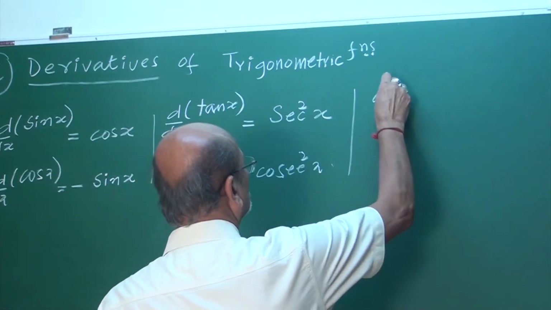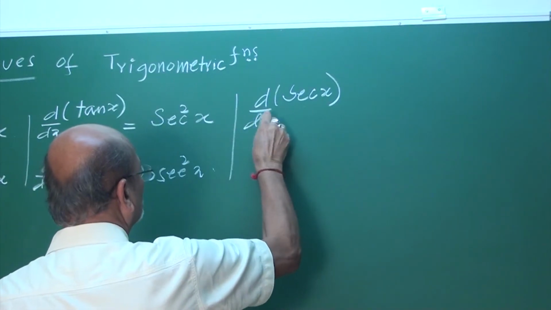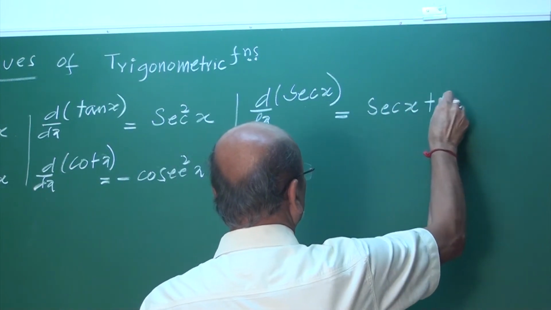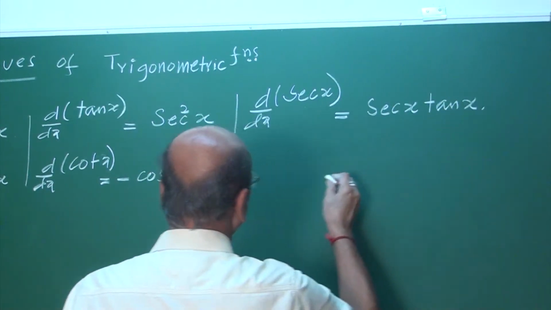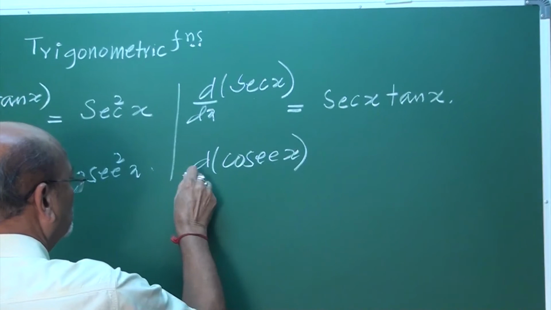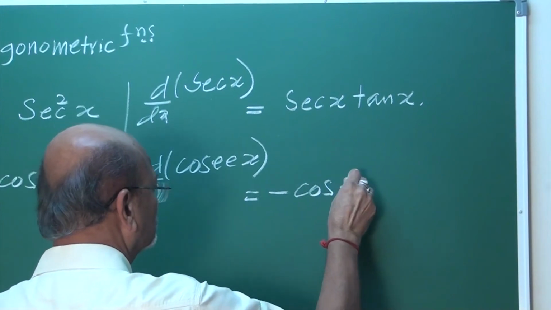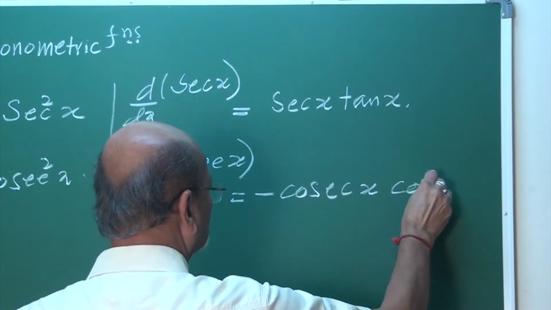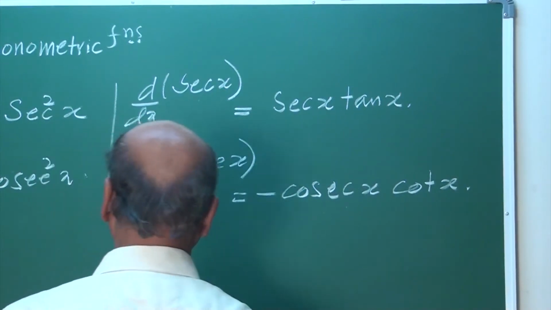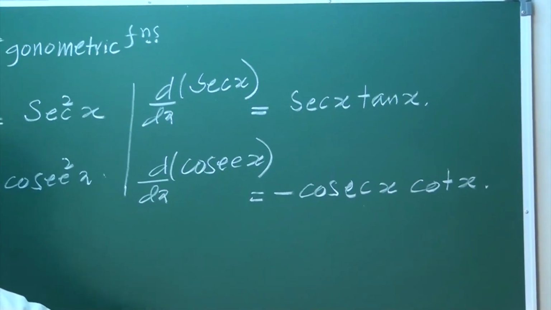Third, the derivative of sec x with respect to x is sec x into tan x. The derivative of cosec x with respect to x is minus cosec x into cot x. Yes, my friends, I have written these as 3 separate pairs instead of listing all 6.